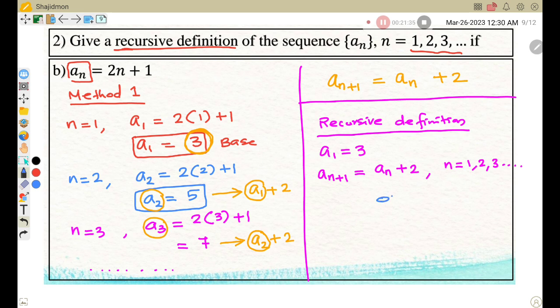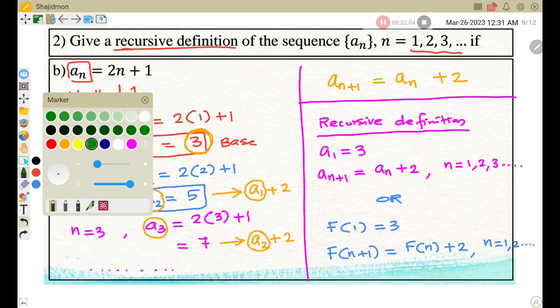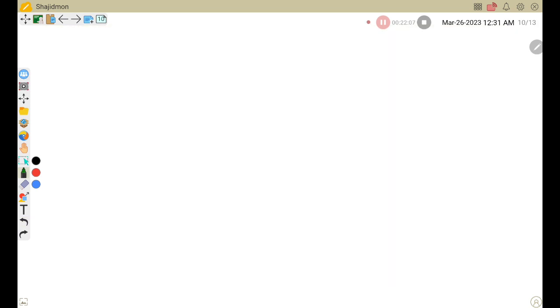Otherwise, write it like a recursive function. Recursive function means a1 equal to 3. How to write? f of 1 equal to 3, and a(n+1) means f of n plus 1 equals f of n plus 2, where n equal to 1, 2, 3, like that it is continuing. So I hope you understood the first method. Now the same question I am doing in the second method. Okay, how it is working? You can see the method number 2.